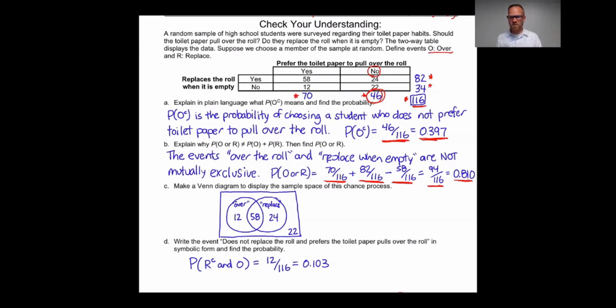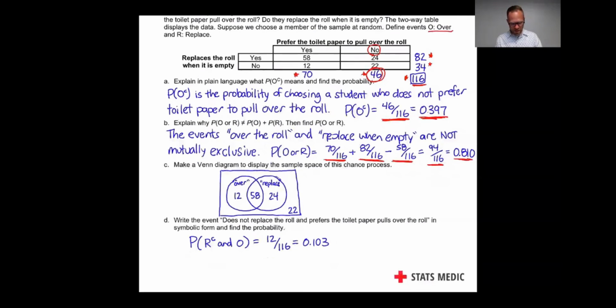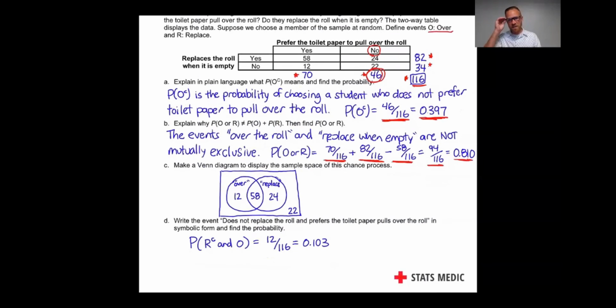Part C, we had to take the two-way table and turn it into a Venn diagram here. So you're just taking those four values and making sure that you place them in the correct location in the Venn diagram. And then hopefully we can use that Venn diagram to answer the last question, part D. So in this problem, we're looking for the probability of does not replace the roll and prefers the toilet paper pulled over the roll. And so we can see that that is in the Venn diagram right here in the left Pac-Man, 12 total out of the 116, which is going to give a final answer of 0.103.